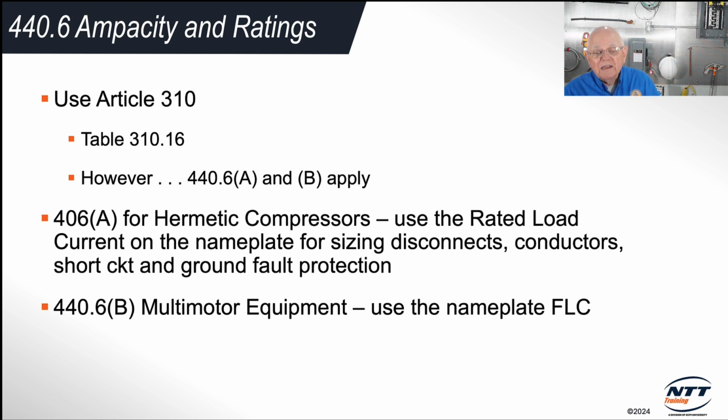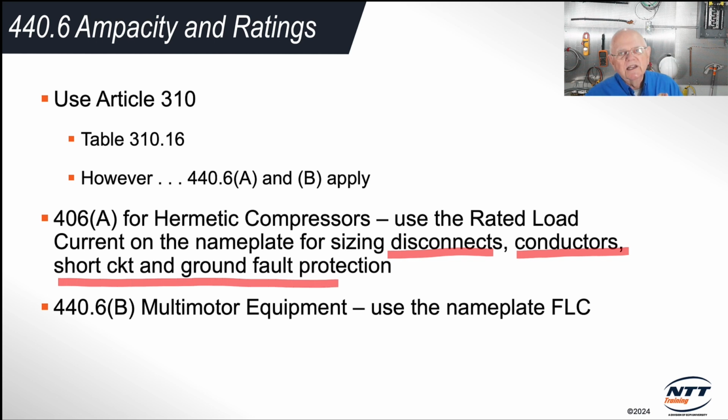440.6 A and B apply, it says. Here's what 440.6 A says for hermetic compressors: use the rated load current on a nameplate for sizing the disconnects, conductors, short circuit, and ground fault protection. Okay, it says for sizing the disconnects. All right, we're going to do that. Conductors, it might give us some more information that can help us out. And for short circuit and ground fault protection. It doesn't say anything about overload protection.